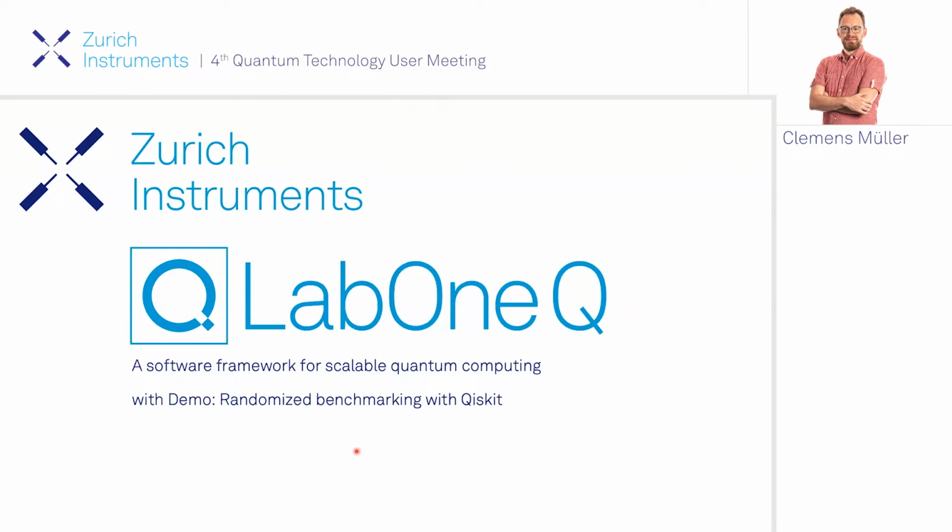And then in the second part of this talk, I'm actually going to do a live demo. I'm going to show you how you can use LabOne Q to run an experiment that you've generated in Qiskit. Specifically, I'm going to look at randomized benchmarking from Qiskit executed through LabOne Q.